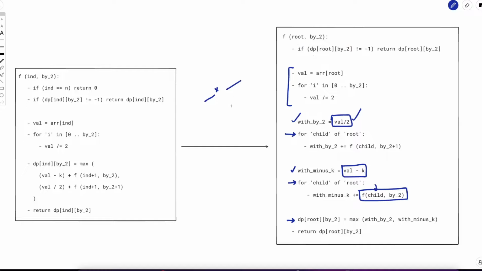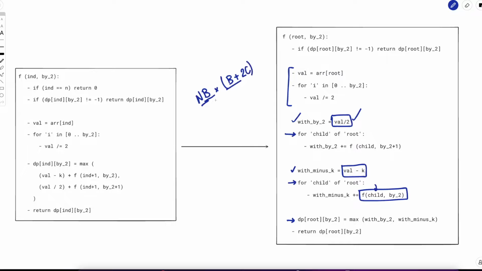Number of states multiplied by what we are doing inside each state. So number of states is simply root into by 2, which is number of different values of root could be n, and by 2 the maximum value we already looked at, it is b, right? This is the number of states you have. What you are doing inside each of these states, you actually go over all the values from 1 to this by 2, which is b, maximum value. And after this, you are iterating over all the childs 2 times, right? So basically 2 into number of child that you have.